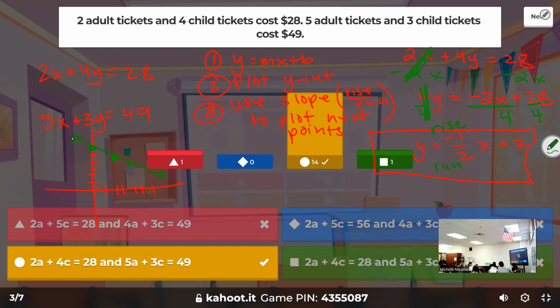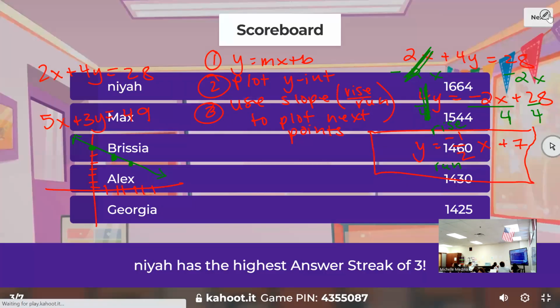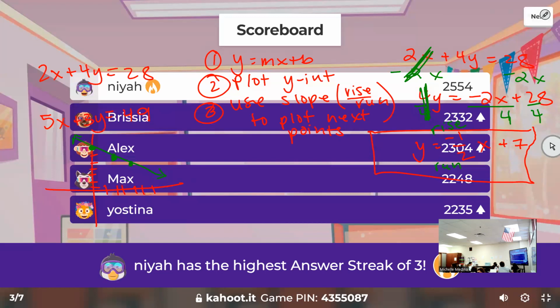So questions on that? All right. Run is always to the right, by the way. Only the rise gets affected by negatives. Next question. Remember, take notes as we go.